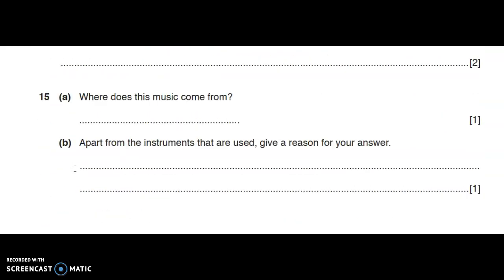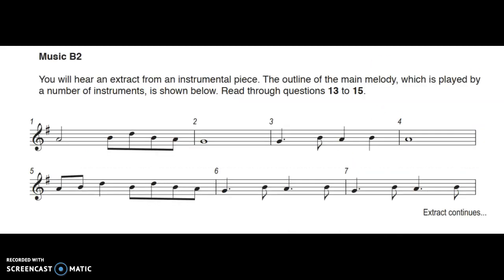And then the same end question as the previous one: where does this music come from? And apart from the instruments that are used, give a reason for your answer. Okay, so let's listen to the music now. We see it's got a key signature, so let's listen what happens here. Now listen to music B2 and answer the questions.